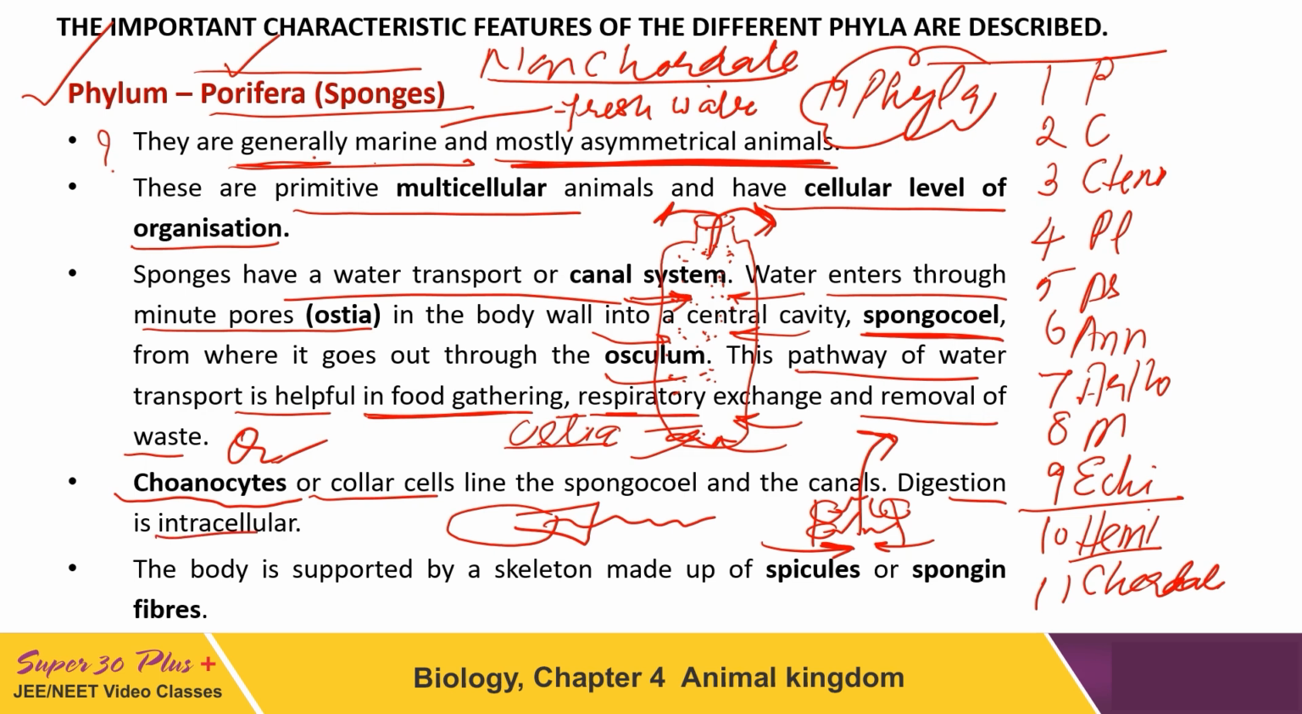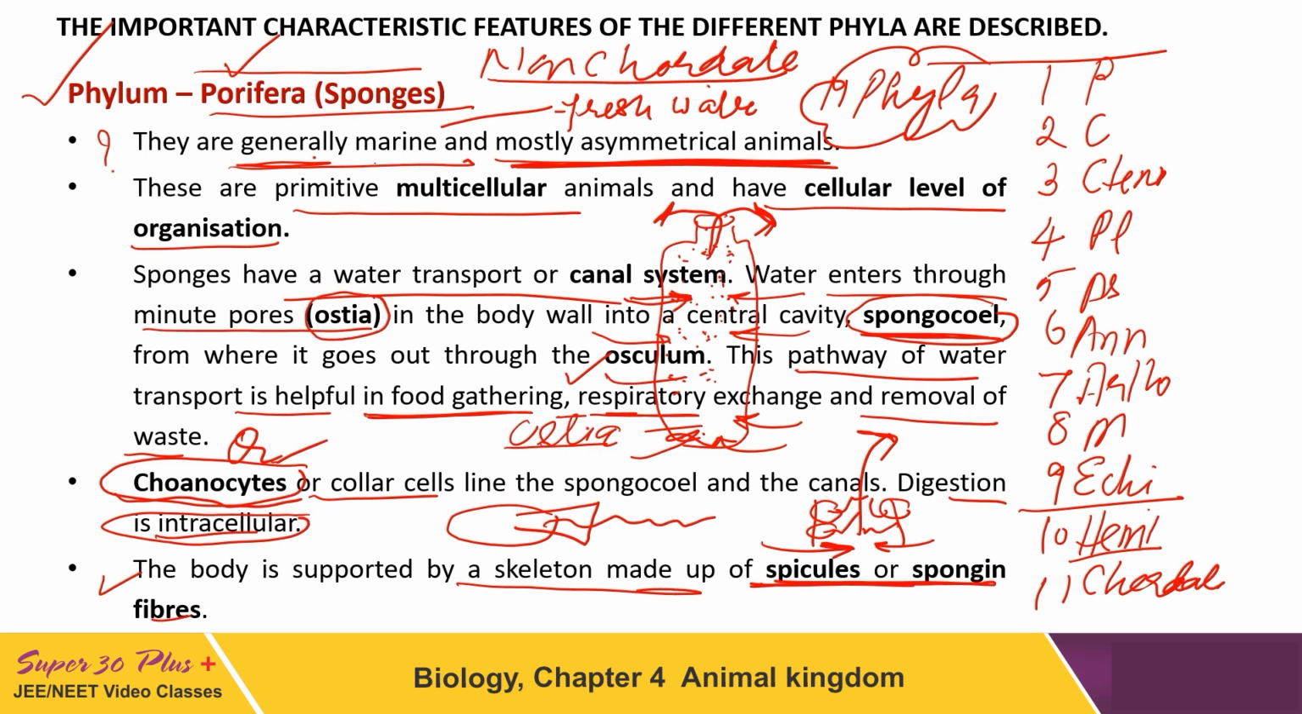The food will be captured by the cell and digested, and the body is supported by a skeleton. The skeleton is made up of spicules or spongin fibers. Remember, digestion is intracellular. Important again: choanocytes are the collar cells which generate the water current. The water comes out through the osculum, right? The central cavity is known as spongocoel, and the minute pores in the body are known as ostia.